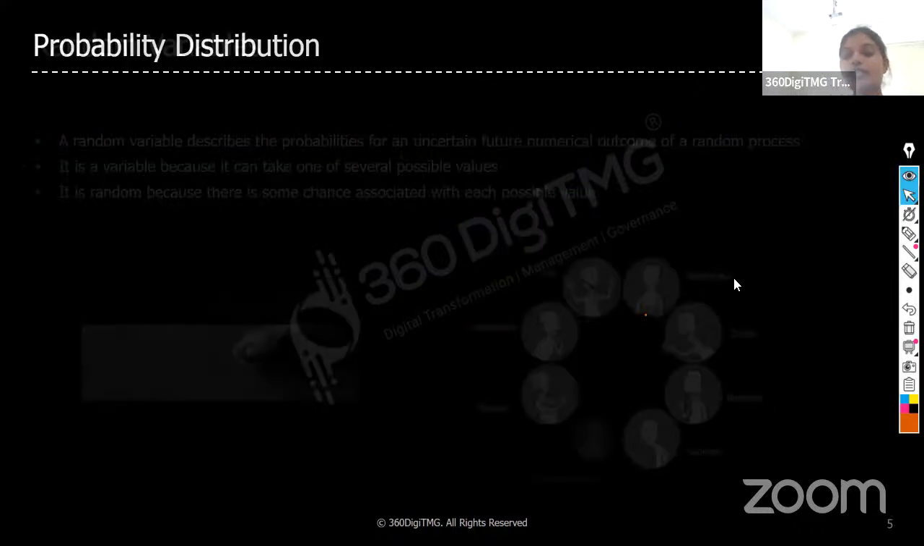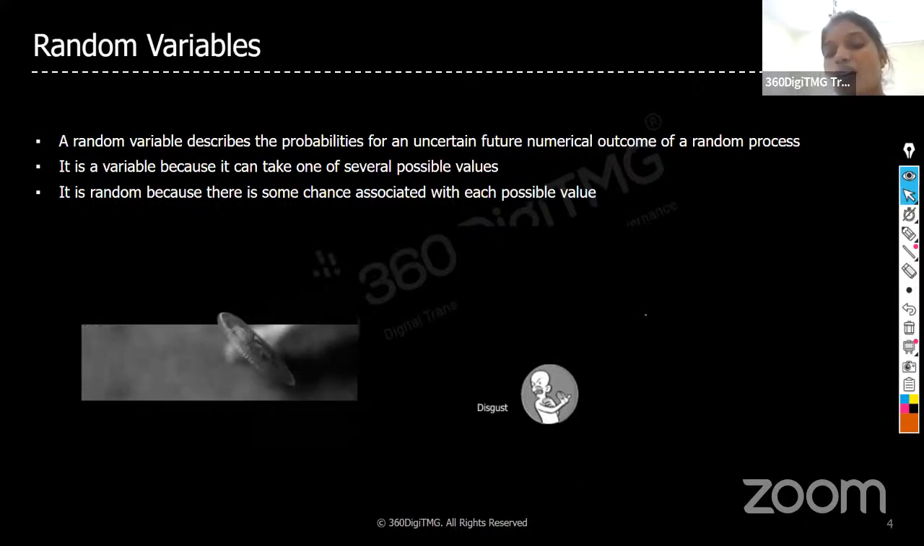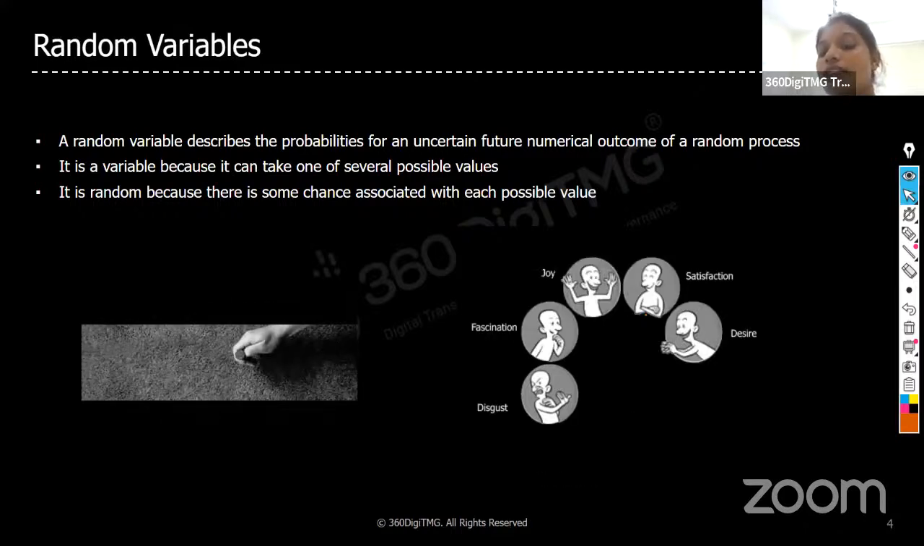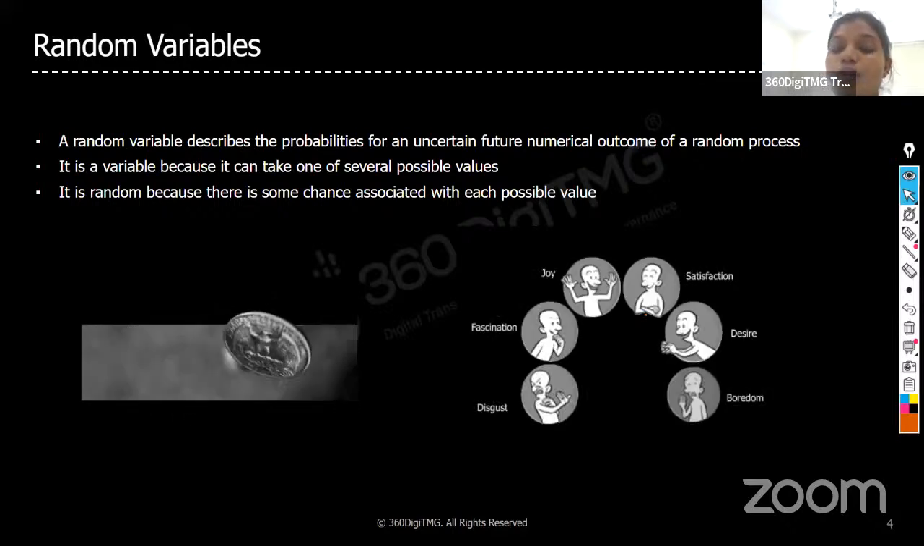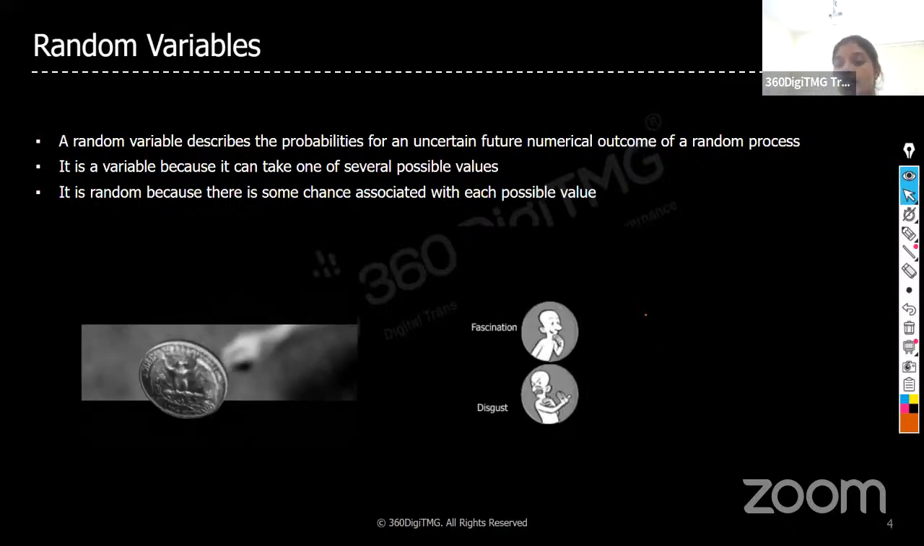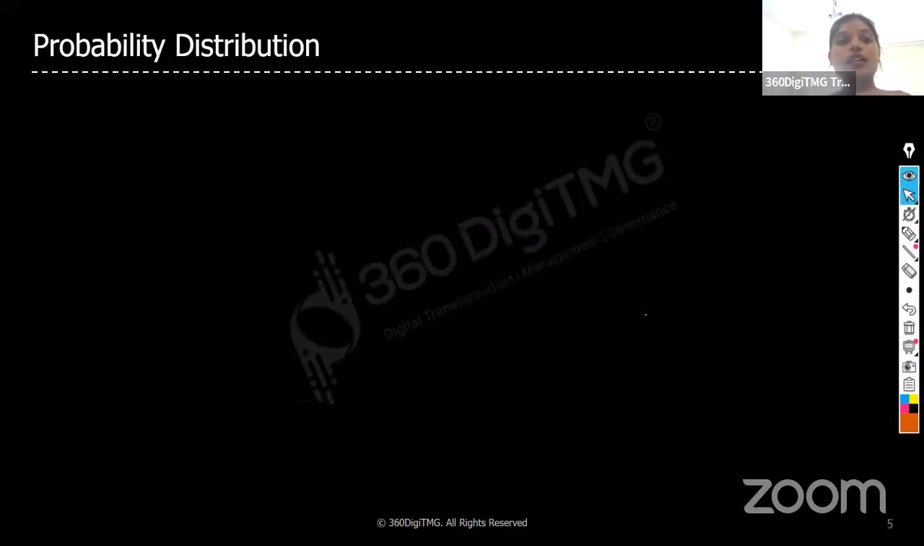There is one more example present over here, like the emotions of a person. A person is not neutral all the time. He may have different emotions, so that also has different possible outcomes, which vary. So this also comes under a random variable. And coming to the next one, which we have already discussed, probability distribution: when the probability is distributed across multiple events, that is called a probability distribution.